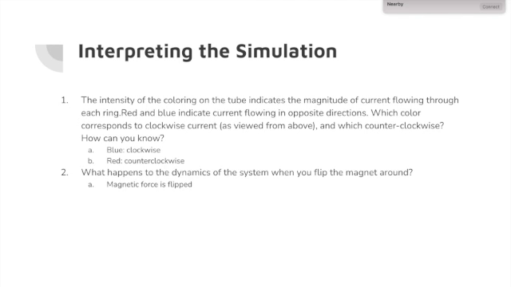So for the first question, it asks us which color corresponds to the clockwise and counterclockwise current. We found that blue represented the clockwise and red represented the counterclockwise. And to answer the second question, when you flip the magnet around, the magnetic force is flipped as well.